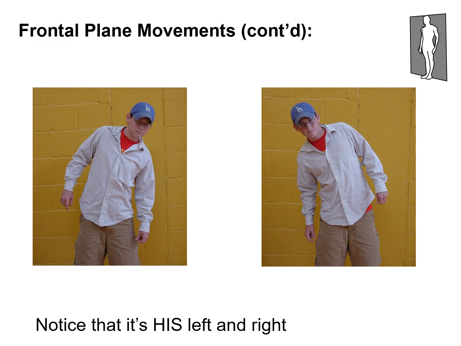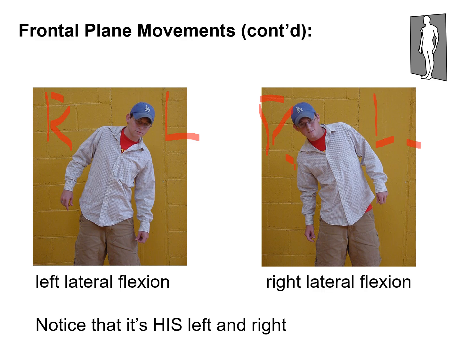And then we have our kind of right and left lateral flexions. So it's important to note that we're looking at this person head on. So this is going to be his right side. This is going to be his left side. Okay? So in this first picture, we see that he's kind of flexing, laterally flexing to his left. So we have left lateral flexion. And then he's doing the opposite in the second picture here. We have right lateral flexion.